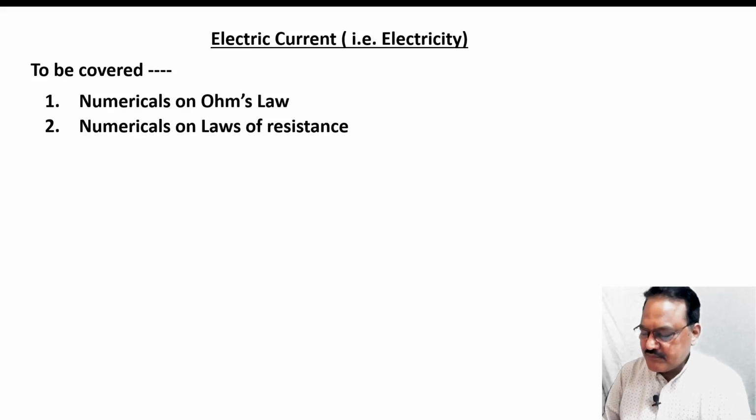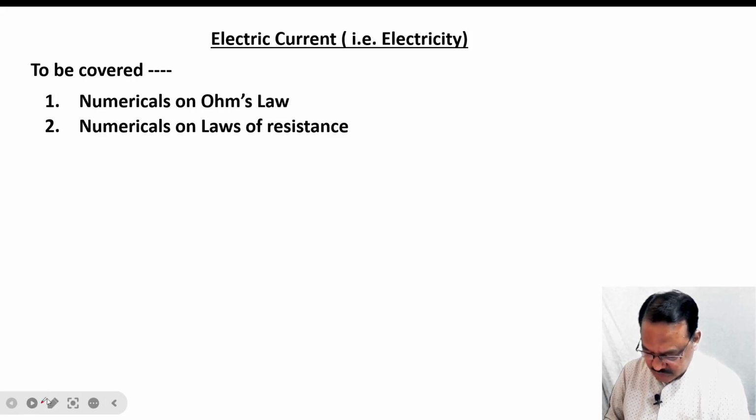Okay, let us start the class now. Today the topic is electric current, and we will be doing some numericals based on Ohm's law and laws of resistance. Different types of questions we will be doing here. It will bring confidence to do any type of questions. Okay, so let us start now one by one.